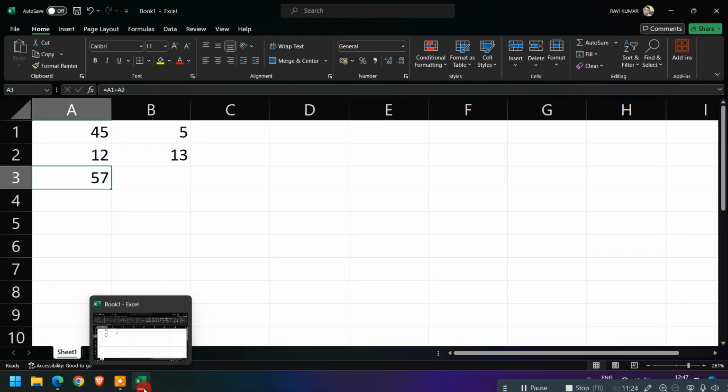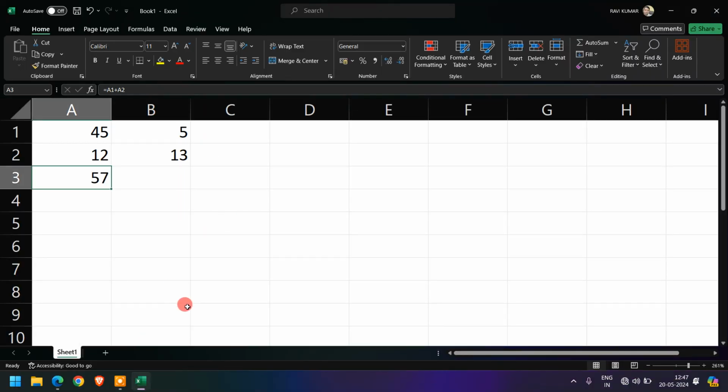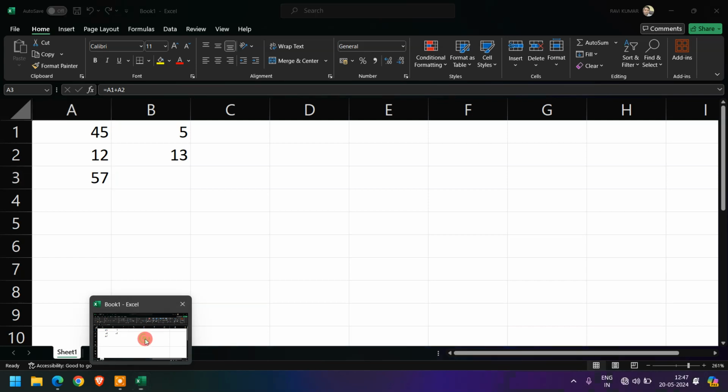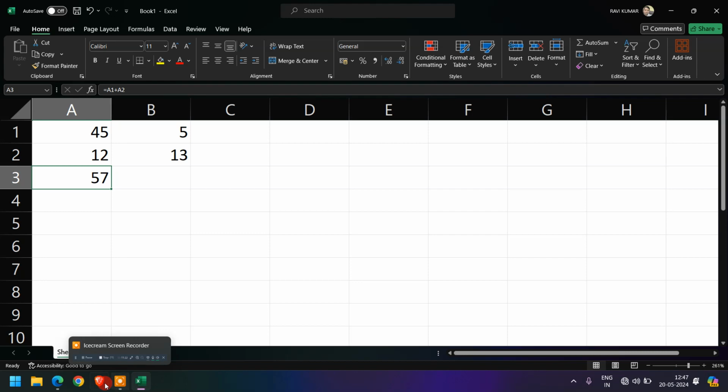By double clicking on the cell, you can also see whatever formula you have applied.